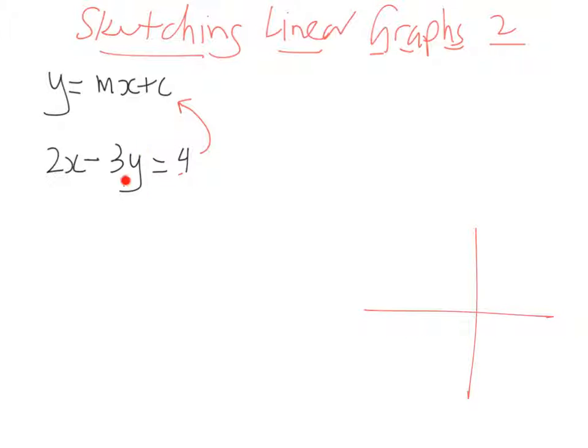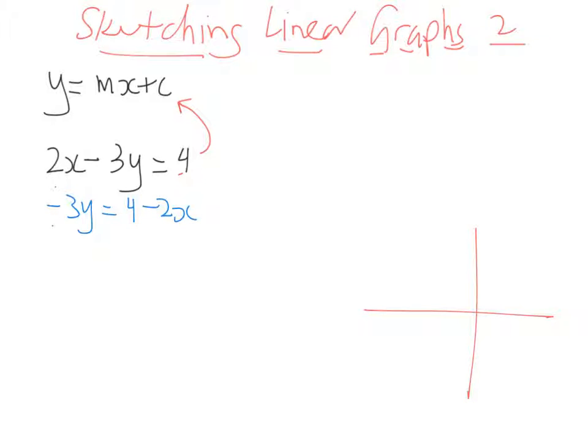So to do that, we transpose. So we solve for y. This is why we learn how to solve for things. All right, so I'm going to rewrite this. I've got a 2x here, and I'm going to bring the 2x over there, so we're going to subtract 2x from both sides. So we've got negative 3y equals 4 minus 2x. And now I've got a negative 3 multiplying y, so I'm going to divide both sides by negative 3.